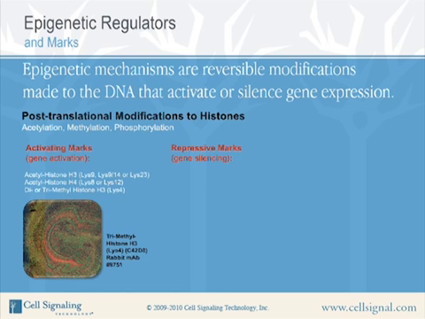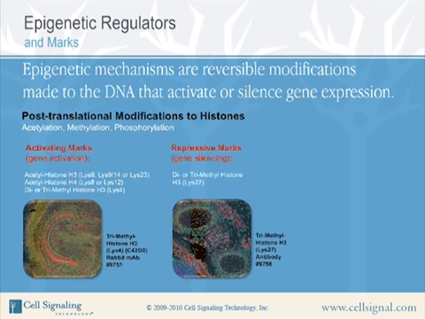Repressive marks cause chromatin to assume a more closed conformation and do not allow transcriptional activation to occur. An example of a repressive mark is di- or trimethylhistone H3, lysine 27.